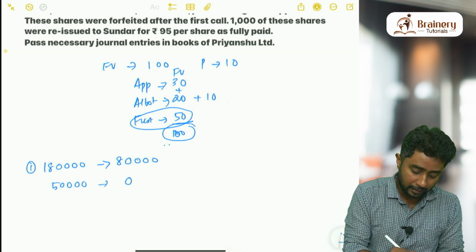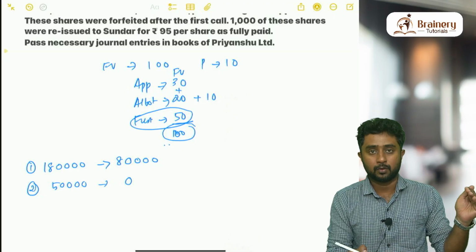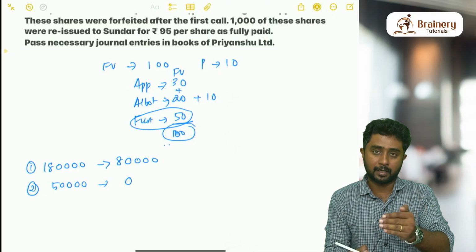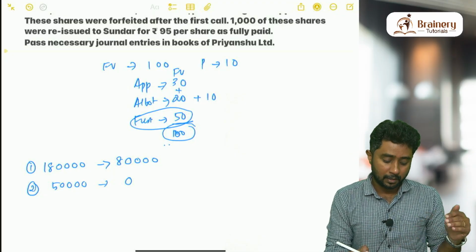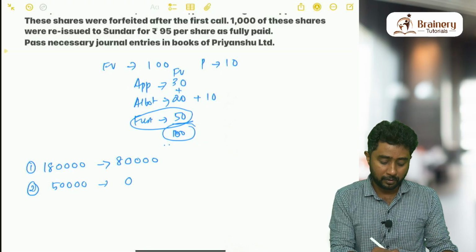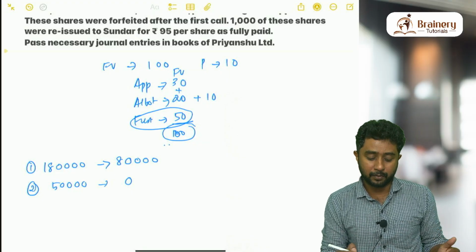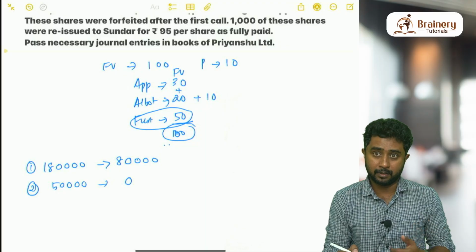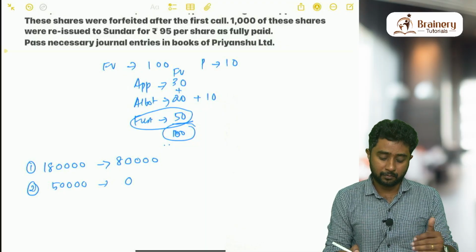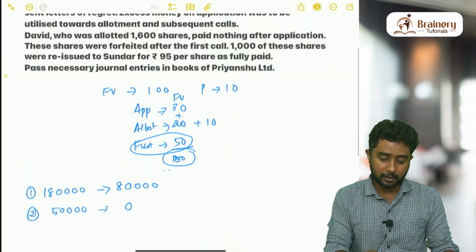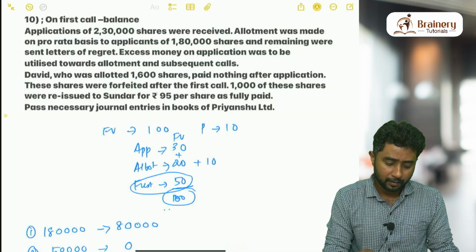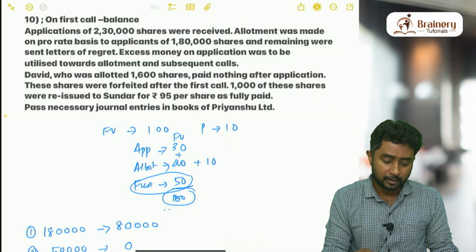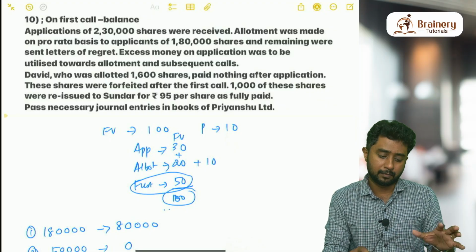So two categories of shareholders are there. Those who applied for 1,80,000, we are allotting them 80,000 shares. Those who applied for 50,000, how did we get 50,000? We remove 1,80,000 from the 2,30,000 share applications that we received, and we get 50,000. To those 50,000 we are allotting nothing. That is what they said: excess and the remaining shares were sent letters of regret. That is the meaning of that.